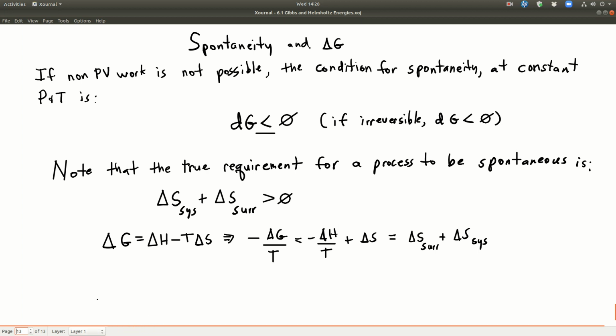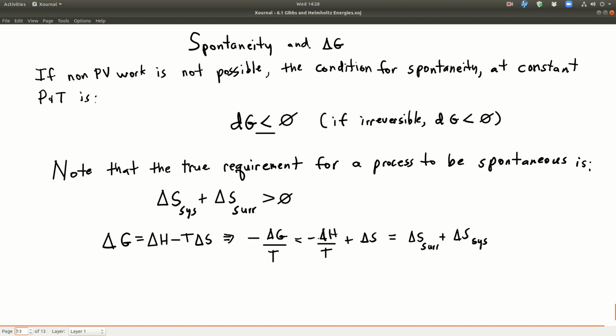Remember, the stuff we talked about in Chapter 5 still holds true. The true requirement, really what's going on, is that for a process to be spontaneous, the total change in entropy must be positive overall, which is delta S of the system plus delta S of the surroundings. But we can see that in our delta G here. If we take our definition of delta G, delta H minus T delta S, and just divide both sides through by T, we get this right here.